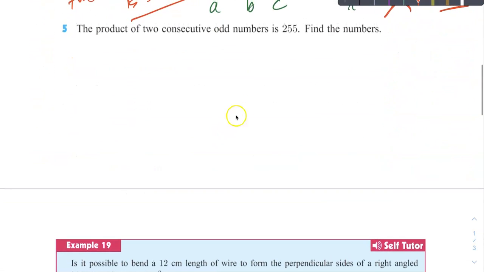The product of two consecutive odd numbers is 225. Find the numbers. Okay, so two consecutive odd numbers. Anytime you want to find consecutive odd or even numbers, it always goes the same way. It's x and x plus 2.